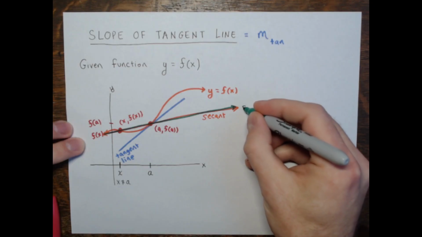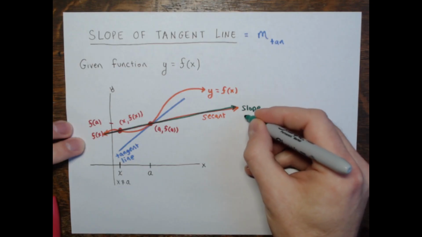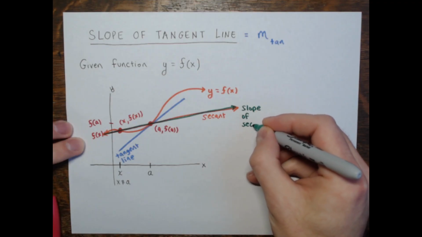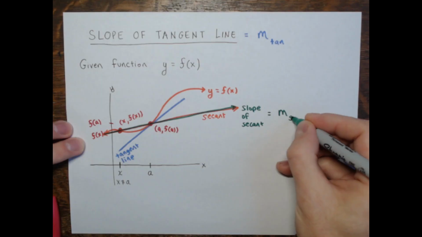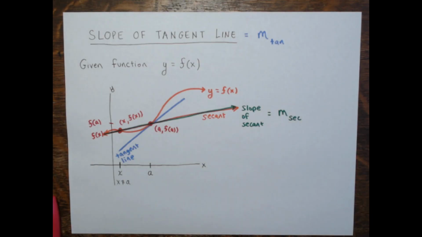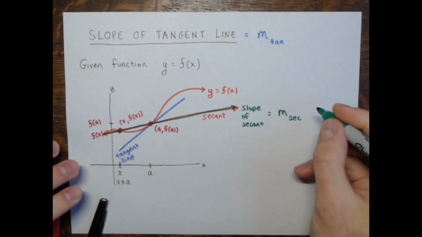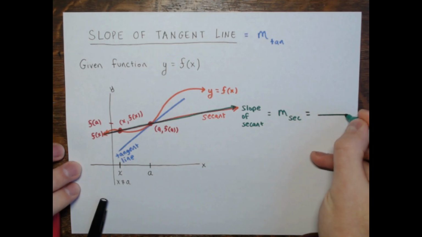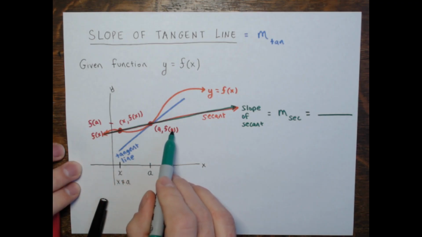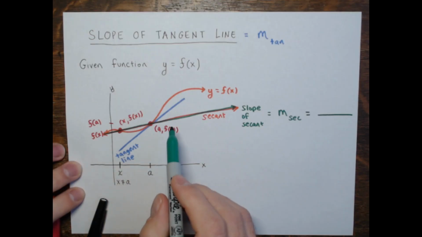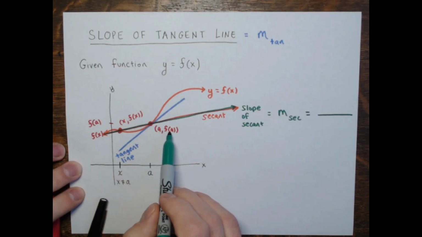Now the slope of this secant line that I just drew, again, it's going to be denoted m sub sec, secant. It's just rise over run. Hopefully you remember from algebra how to calculate the slope of a line. So it's change in y over change in x. Right, so I've got these 2 points on it, a, f of a and x, f of x. So I'll do this point minus that point.